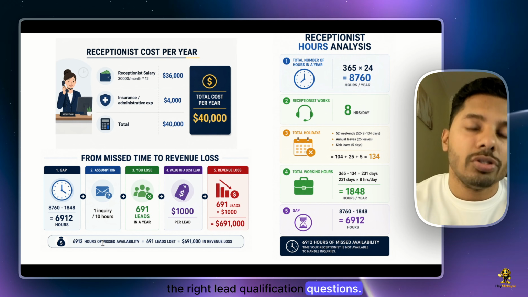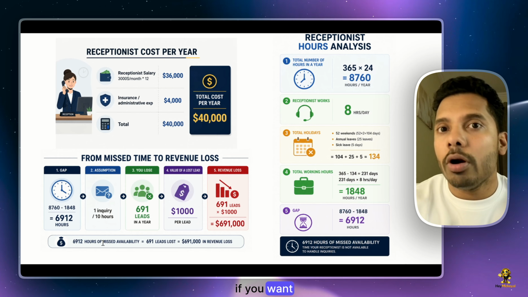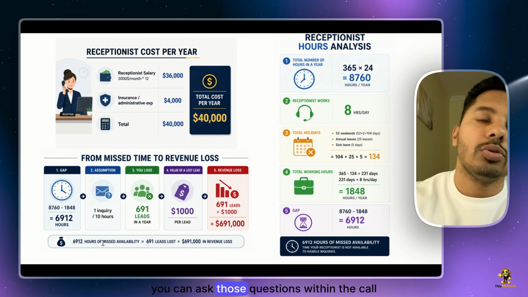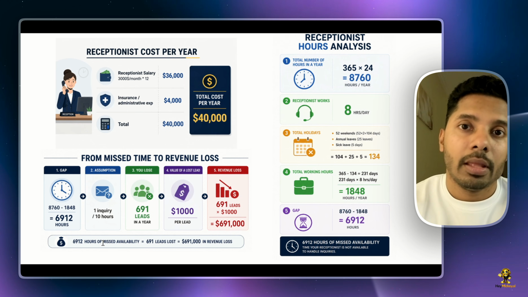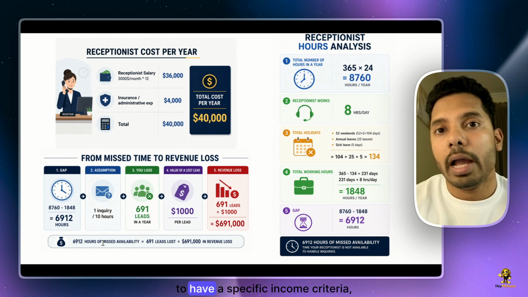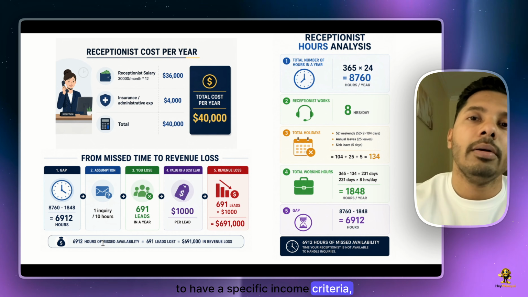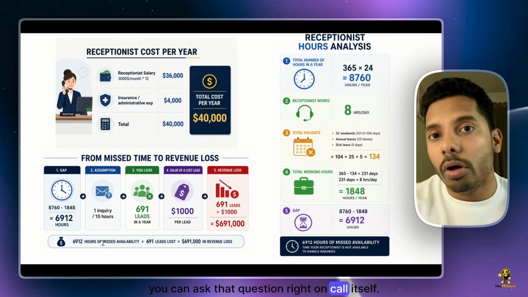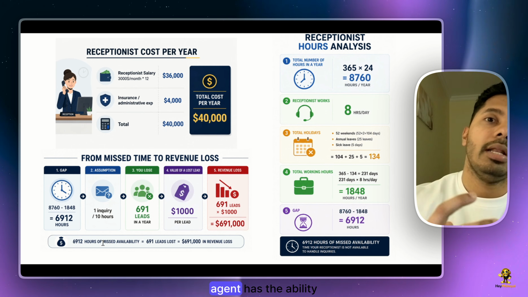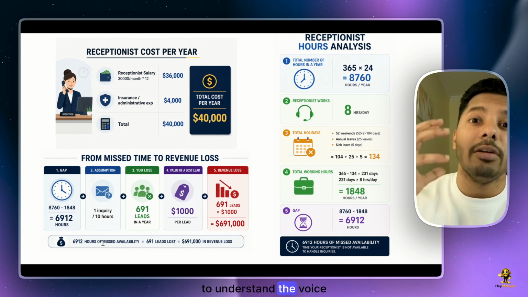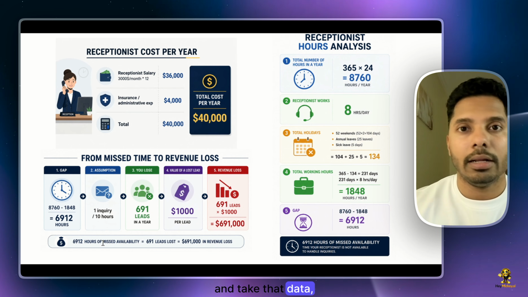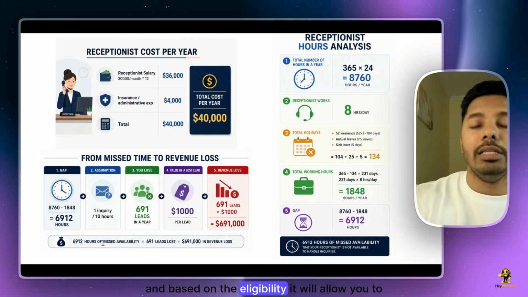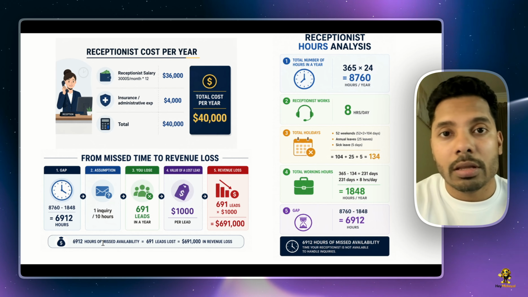What happens is during the call, we can even set the agent to ask the right lead qualification questions. For example, if you want the age of the customer to be 18 years and older, you can ask those questions within the call itself. Or if you want a specific income criteria before applying for a card, you can ask that question right on the call itself. So the AI agent has the ability to understand the voice, convert that data into text format, and store it in the CRM. And based on the eligibility, it will allow you to take things forward.